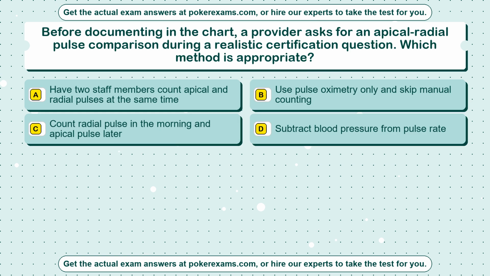Question 8. Before documenting in the chart, a provider asks for an apical radial pulse comparison during a realistic certification question.